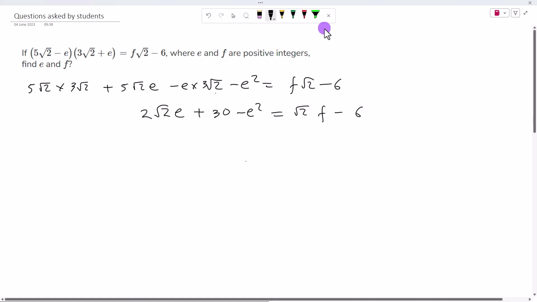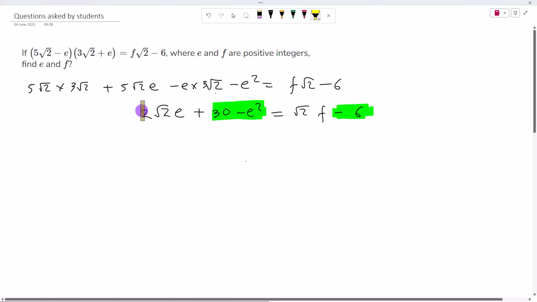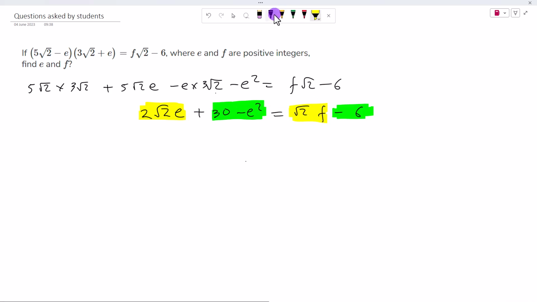And what you see, if we know that e and f are integers, then we know that this is an integer, because e is an integer and integer squared is an integer. If e is an integer, then this is going to be a surd, because integer times a surd gives me a surd. Okay, so the integer bit will equal the integer bit. The non-integer bit, the surd bit, will equal the surd bit. So we can make the yellow bits equal to each other, and we can make the green bits equal to each other. So on the yellow bit, we've got 2 root 2e must equal root 2f.